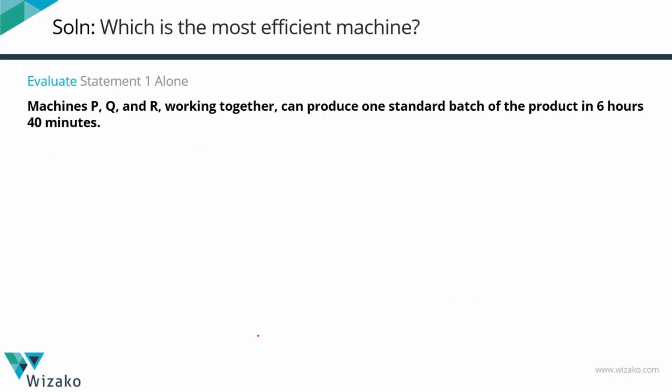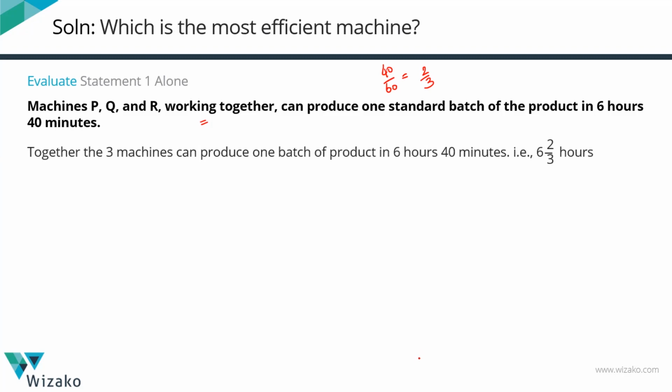Statement 1 tells us the time taken when the three missions work together to produce one standard batch of the product. Whatever this number is, 6 hours, 40 minutes. Let's convert this 40 minutes into hours so that we have one uniform unit of time. 40 minutes is 40/60 hours, which is equal to 2/3 of an hour. So P, Q and R working together will be able to produce one standard batch in 6 2/3 hours.